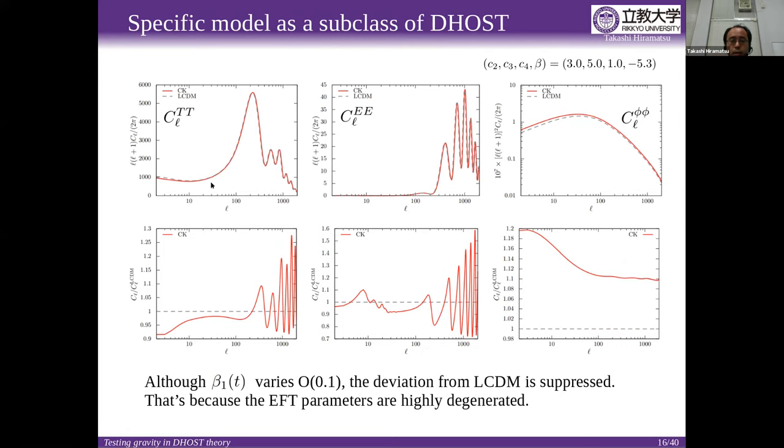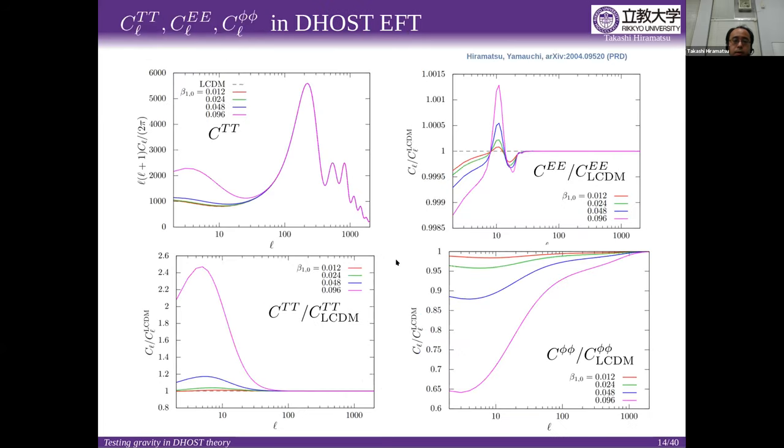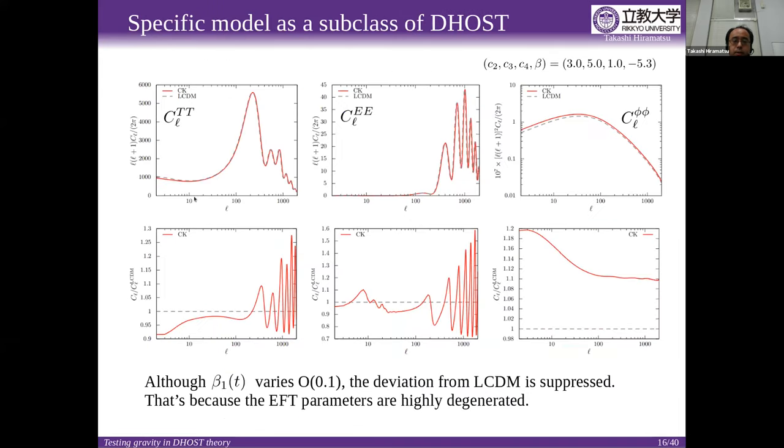Even this beta one parameter takes a value of about order 0.1. So this is actually similar to this case. But this enhancement is highly suppressed due to the other parameters.